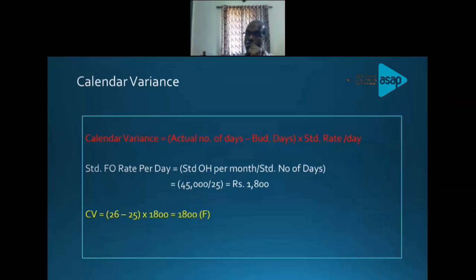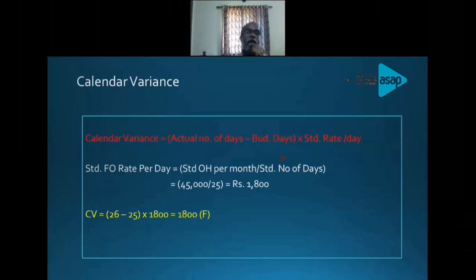So calendar variance is 26 minus 25 into 1,800. So it is 1,800 favorable. We have worked more than the budget or more than the standard. So the variance is favorable to our organization.